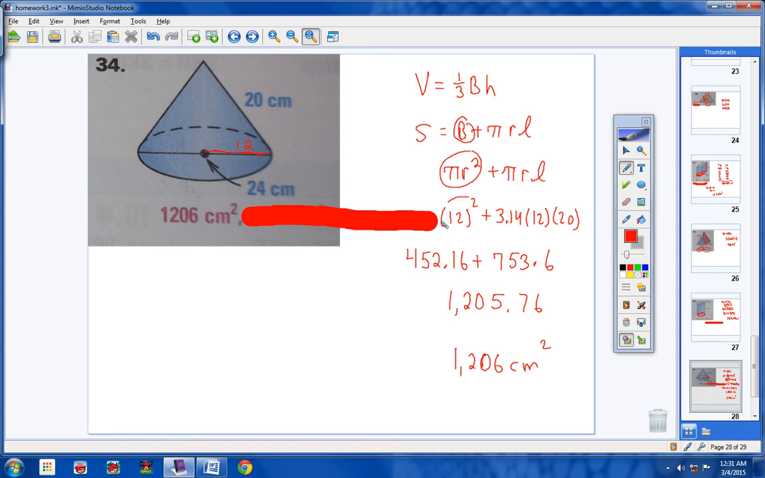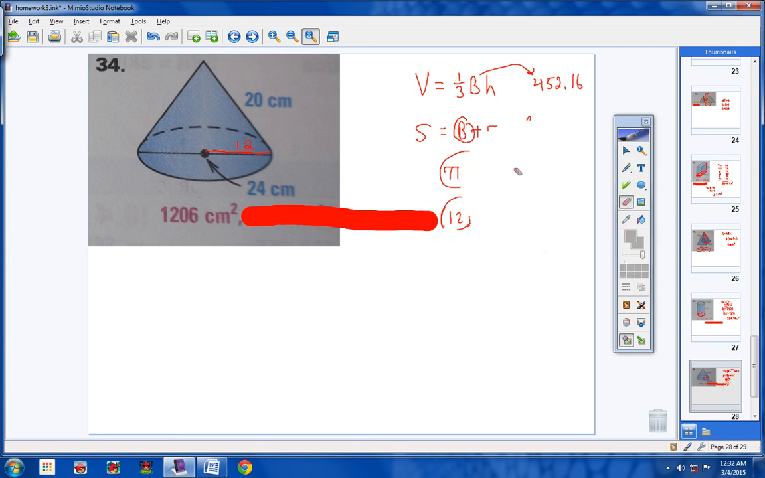And when I plugged all those numbers in, I got this. So let's not forget that, okay? The area of the base, we already found that. Let's not waste our time and do it again. 452.16, okay? That's the area of the base. Now, so I have 1/3 times 452.16 times the height. Now, students, we don't know the height.